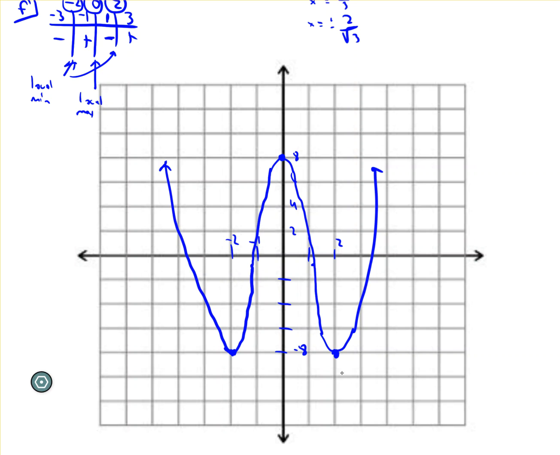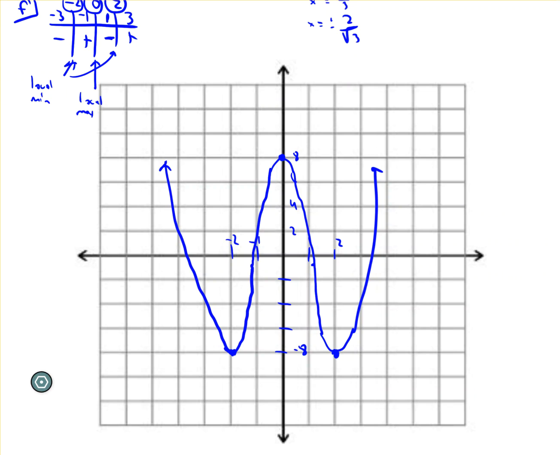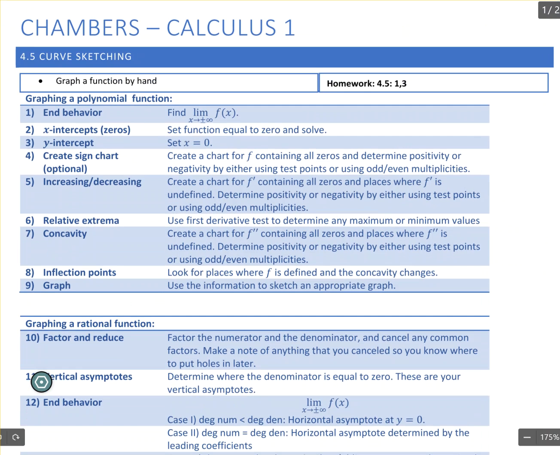Now let's pull this up on Desmos here, see how we did. So there's our graph on Desmos, and it looks like we did a pretty good job. So really, again, it's just following this process that I laid out at the start of the note. If you just follow these ideas here, you'll get everything you need.